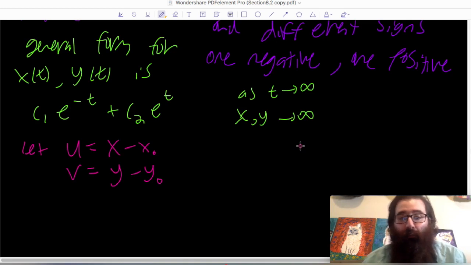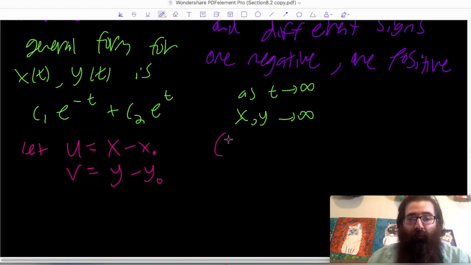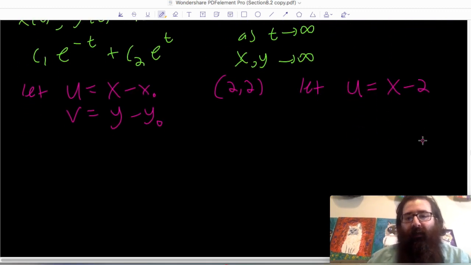Now I already went through and found the critical point. The critical point was 2, 2. So x sub 0 is 2, and y sub 0 is this other 2 here. That means the substitutions that we're going to use are let u be equal to x minus 2, and let v be equal to y minus 2.